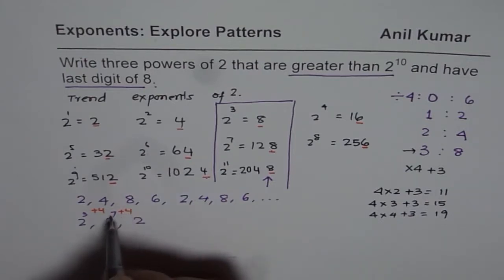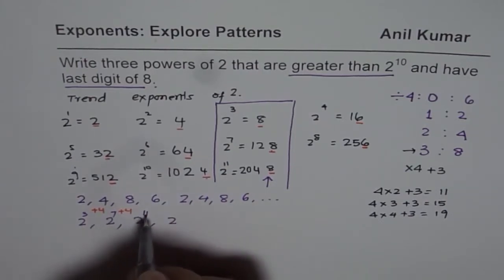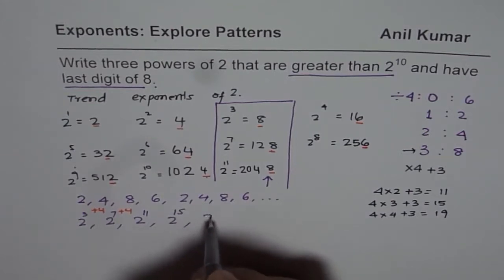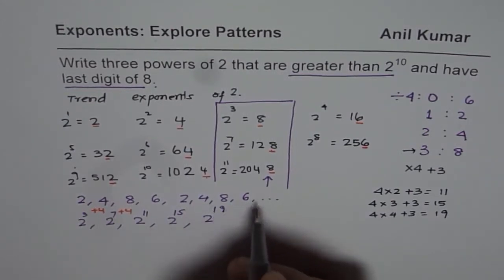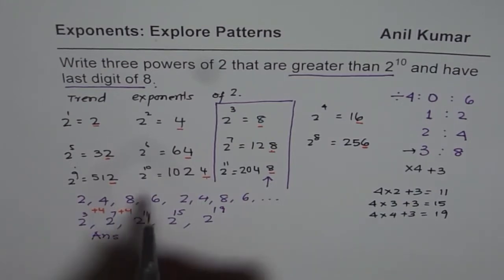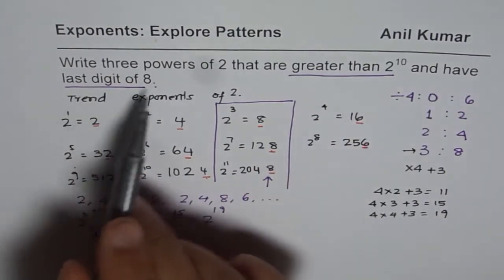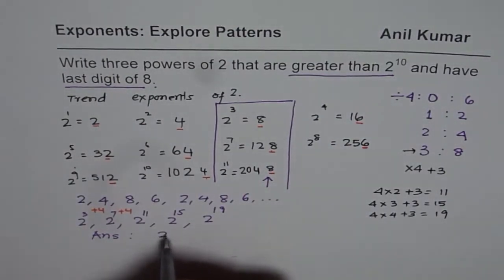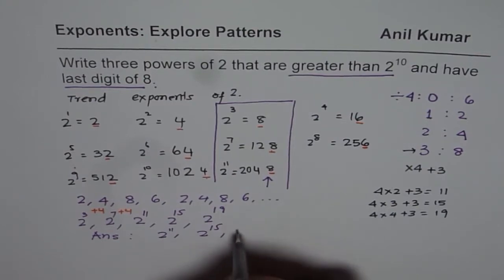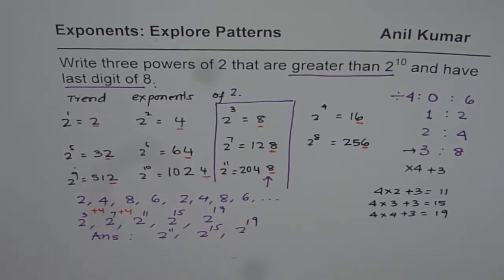So we can get 2 to the power of 7 plus 4, 11. 2 to the power of 11 plus 4, 15. 2 to the power of 15 plus 4, 19, right? So our answer is, write 3 powers of 2 greater than 2 to the power of 10 and have last digit as 8 are 2 to the power of 11, 2 to the power of 15, and 2 to the power of 19. So that's another way of finding. So in this particular video, I've shown you different ways of finding the number which should be on the exponent so that the last digit is 8, right?